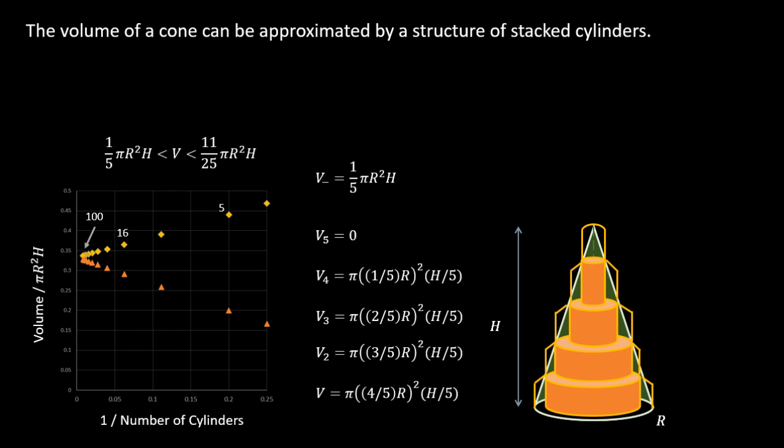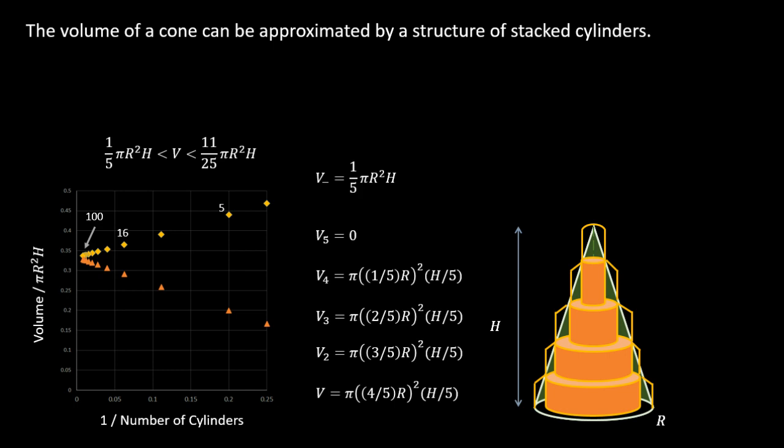Just the cylinder of the same height and base of the cone, and 11/25 of the same object, right? So it's somewhere in between these two numbers. 1/5 and 11/25 is going to be the volume. So that's what we want to find now, is the exact number for that volume.